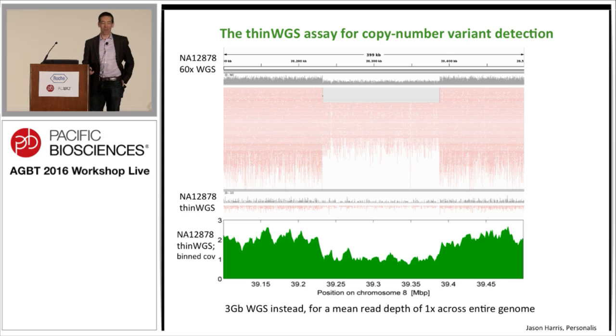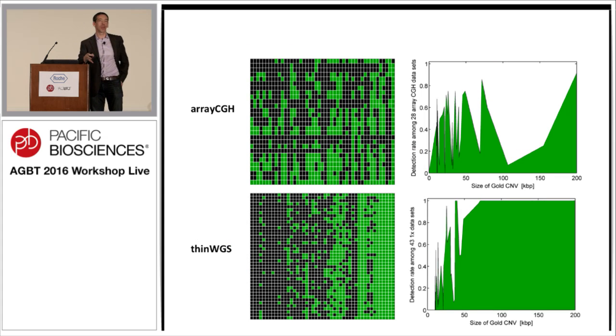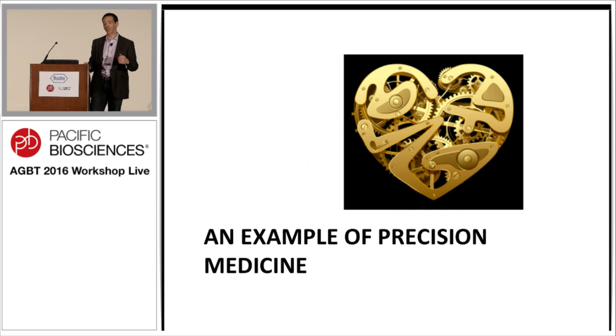So horses for courses. Let's compare non-inferiority with array CGH, which is the current standard of care for structural variant detection in the pathology lab. And we can find that even this 1x whole genome, thin whole genome sequencing, is able to compete with that. So I think we can do a lot better. We can do better than non-inferiority. We can aim for superiority, but we have to get to the former first.